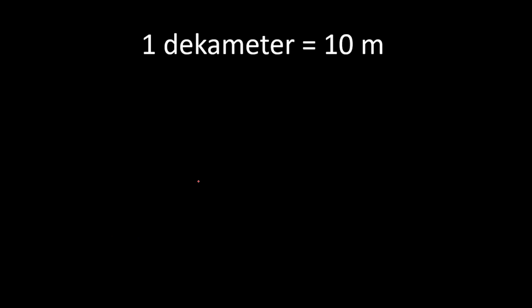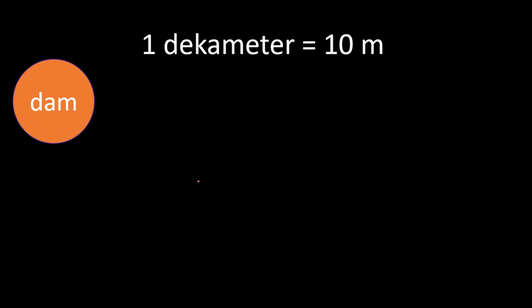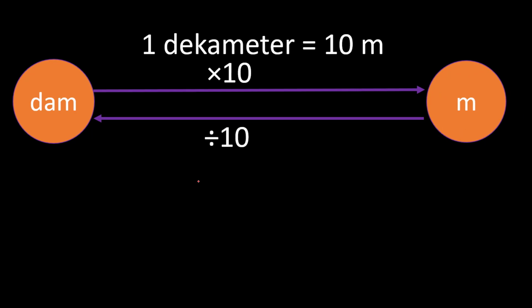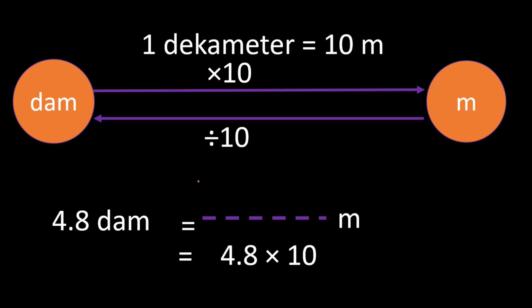1 decameter equals 10 meter. So to convert, we can multiply by 10, and in the same way divide by 10. For example, 4.8 decameter equals what? Meter. So we will multiply by 10, move the decimal point to the right 1 digit, so it will be 48 meter. It's a whole number.